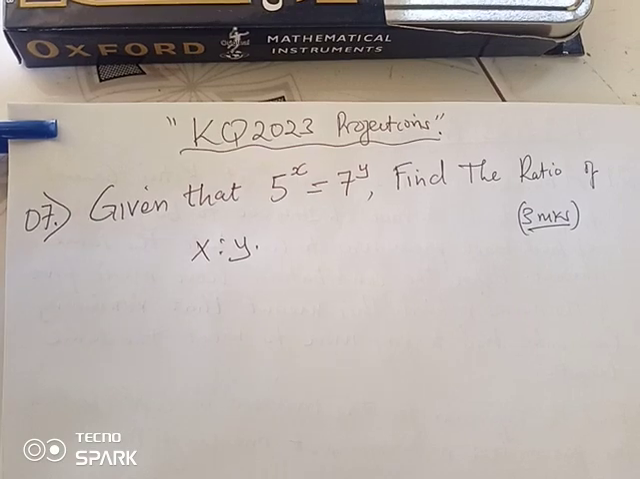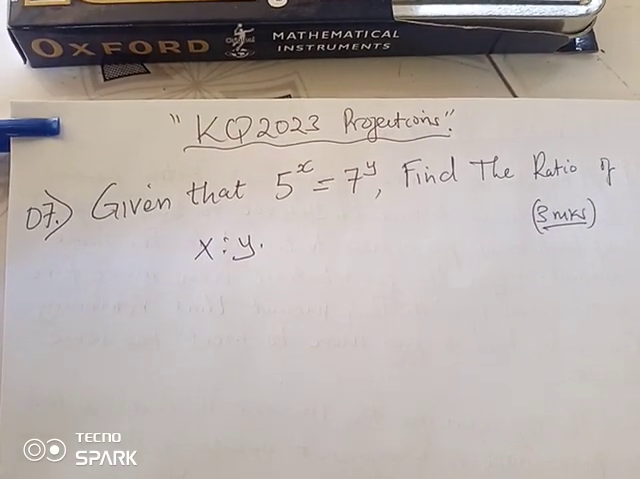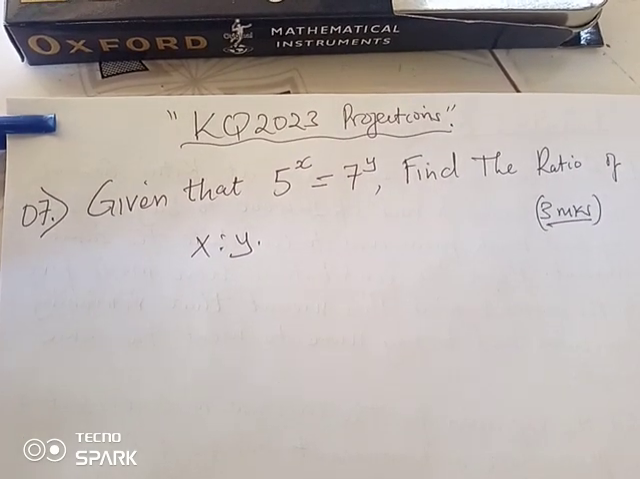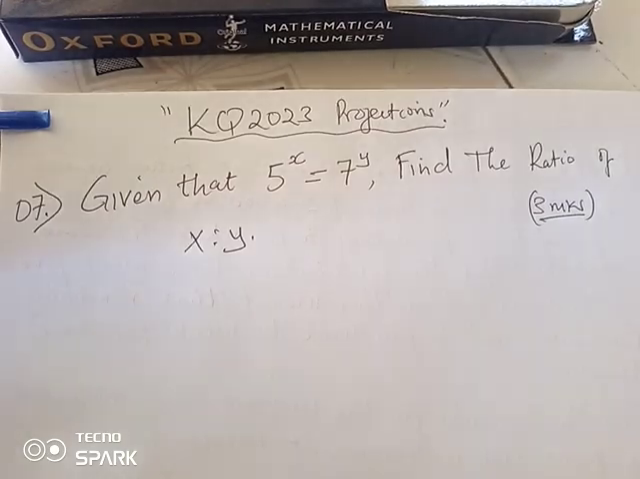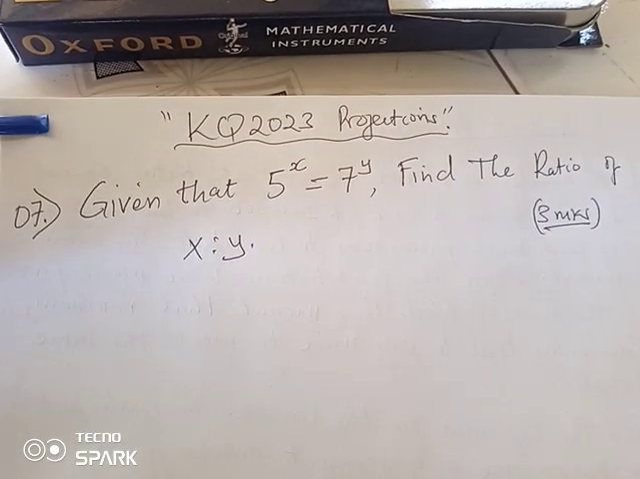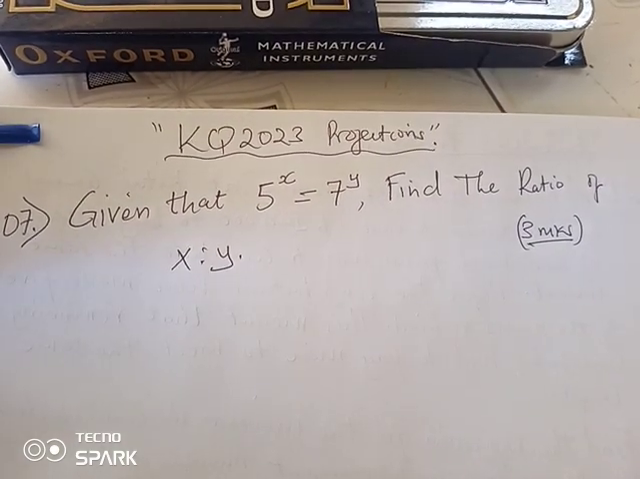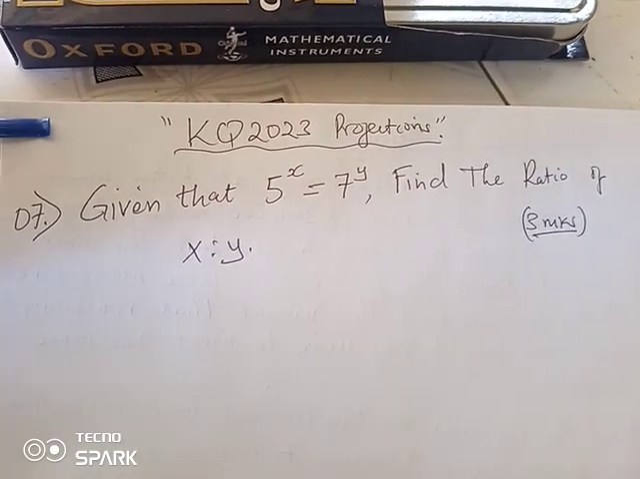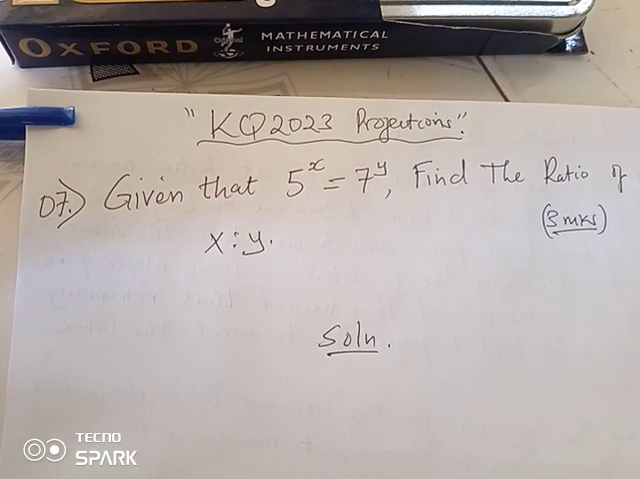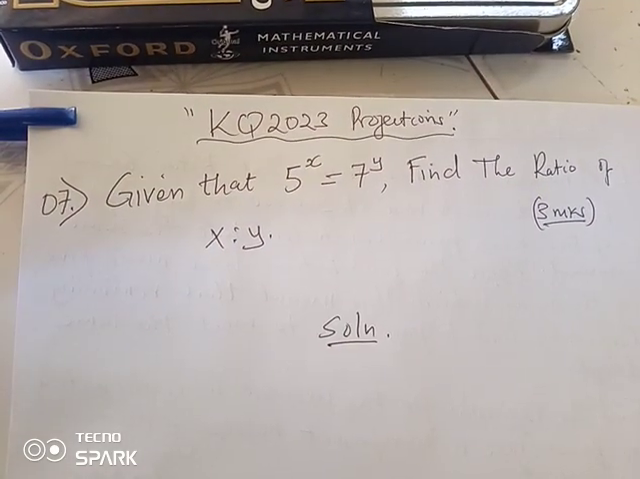What a good afternoon for us, and like we said, our work is to deliver question 7 KCSE 2023 projections. The question reads, given that 5 power x is equal to 7 power y, find the ratio of x to y. 3 marks. So going straight to our solution. What a simple question, simple but tricky.